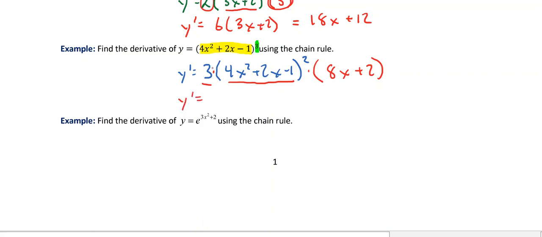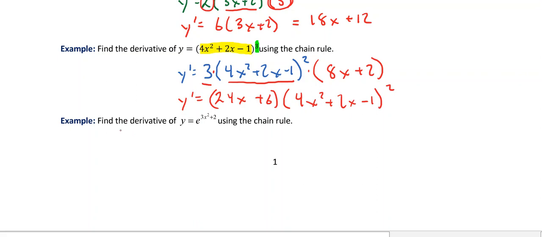So multiplying the 3 by the 8x plus 2, we would have 24x. 3 times 2 is 6. Now we can multiply times x squared plus 2 because it's just to the first power. We can't multiply to what's in the parentheses here because it's being raised to the second power. We would have to square that first. So I'll just write it as it is.